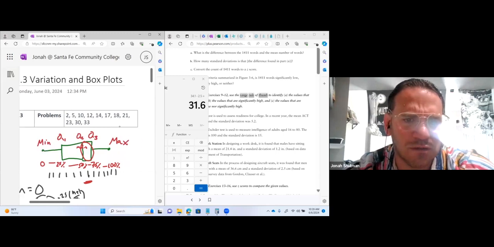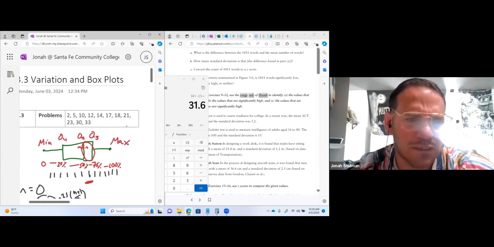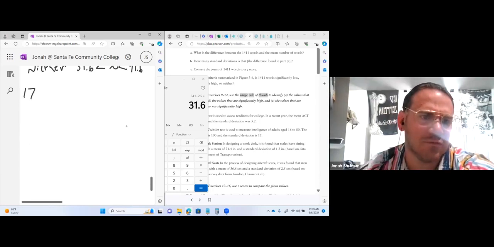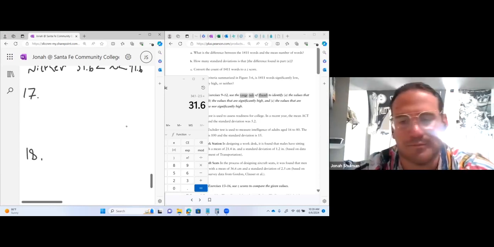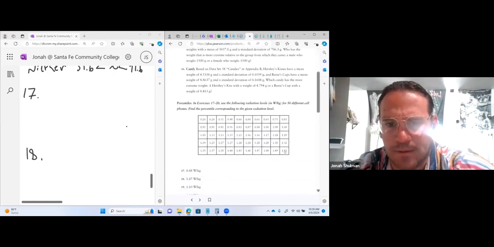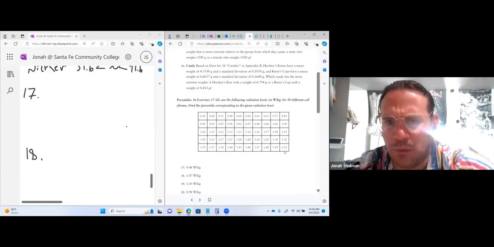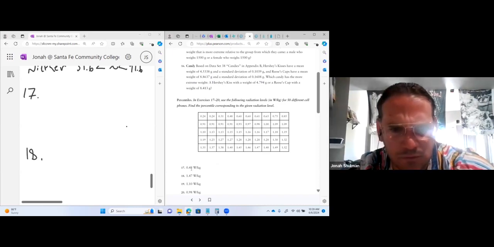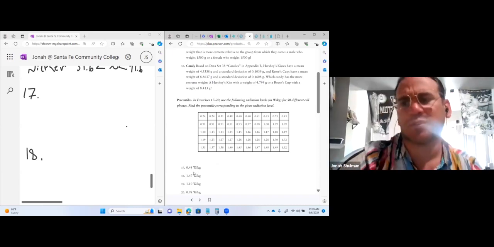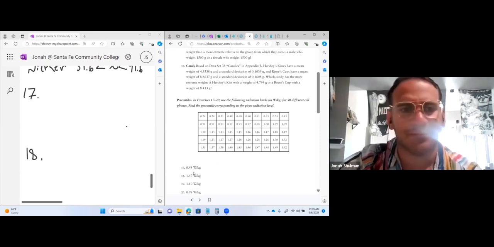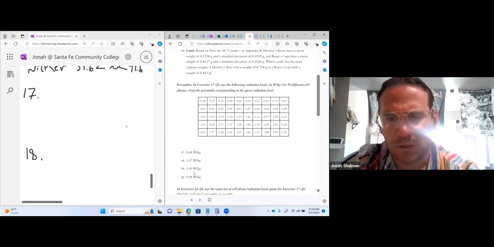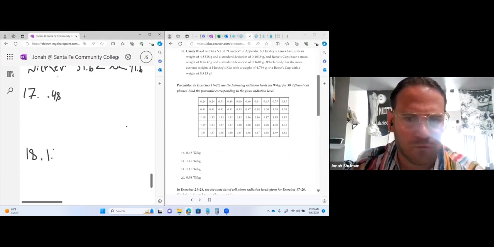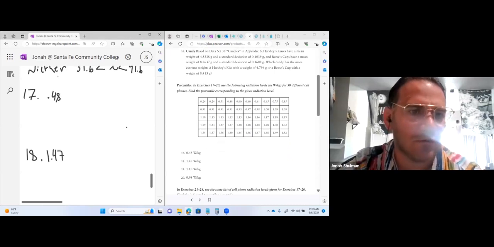Oh yeah, because there's a ton in here. I'll do some more. So I'll do 17, 18 as well. Let's see what 17 and 18 have for us. Okay, 17. Find the percentile corresponding to the given radiation level. So let's do this one. If you forgot the weird formula, we want to know at 0.48 and 1.47. So let's figure these out.